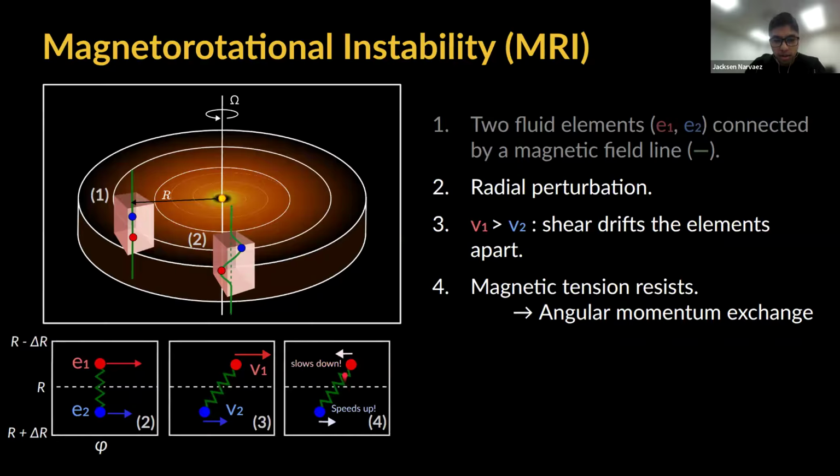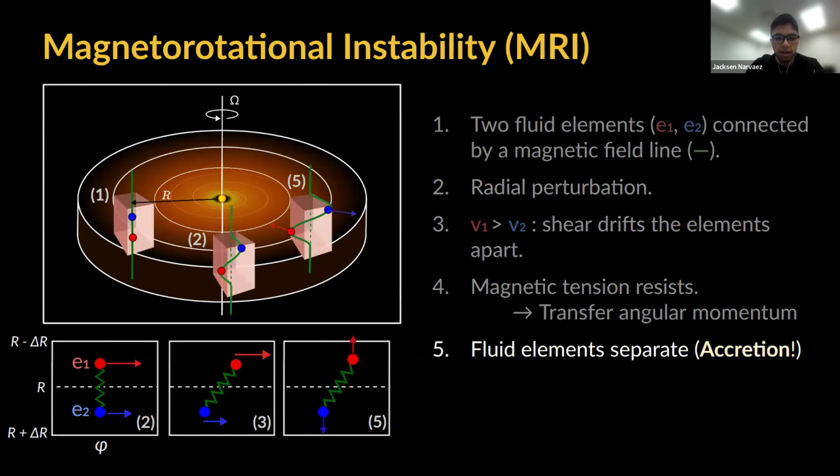So here, the magnetic tension will resist that separation and will slow down the inner object and speed up the outer object. So the role of the magnetic tension is to mediate the transport of angular momentum. And finally, the inner element will move closer to the central object, and the outer element will move to an orbit farther from the central object. So this is the generation of accretion due to magnetorotational instability. And it's important because it's one of the main sources of accretion in disks.